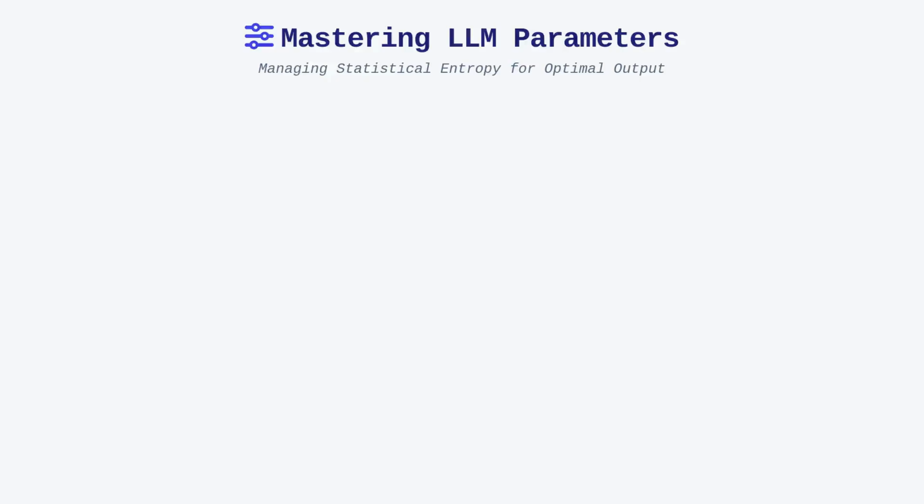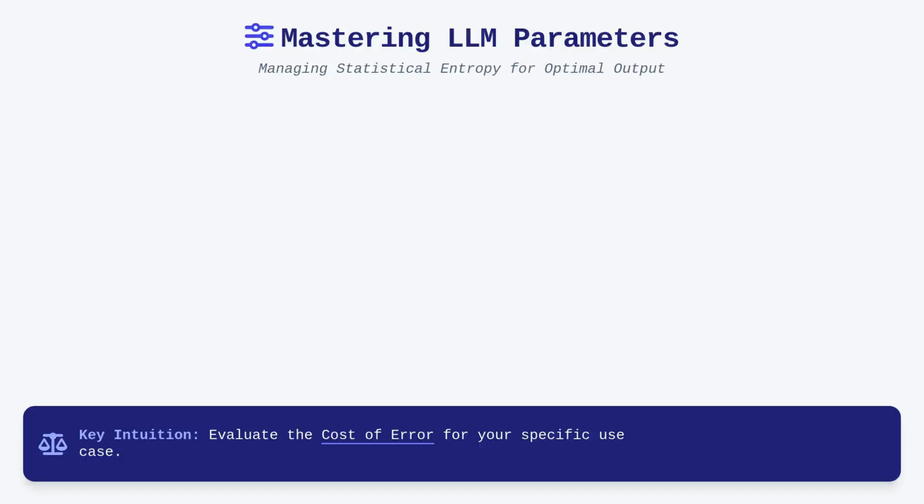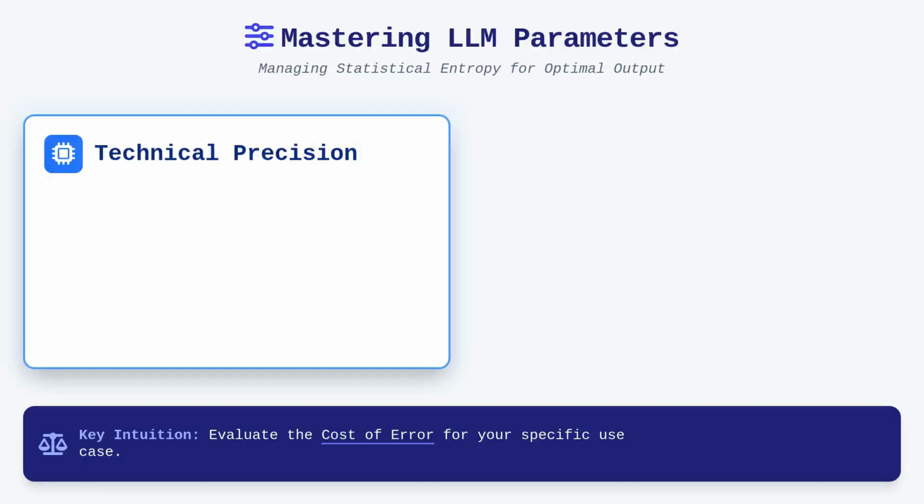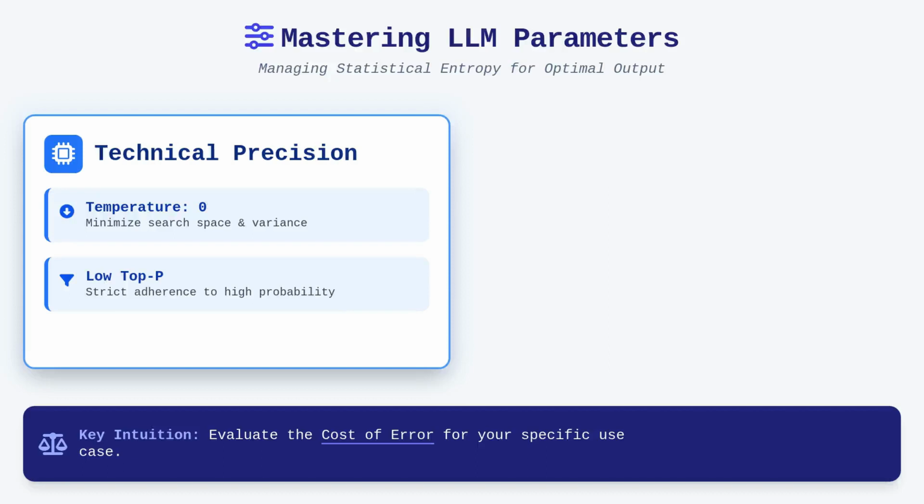Developing an intuition for these parameters requires you to evaluate the cost of error in your specific use case. For administrative tasks or technical documentation, the goal is always to reduce the search space to the absolute minimum, which demands a temperature of 0 and a low Top-P value. In such environments, the presence of variety is synonymous with failure, as you prioritize consistency and accuracy over any form of stylistic variance.